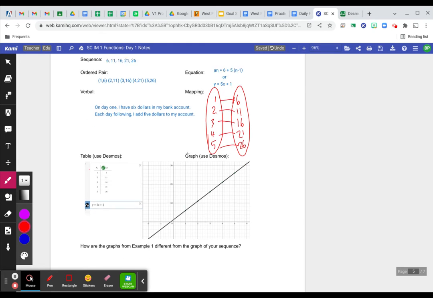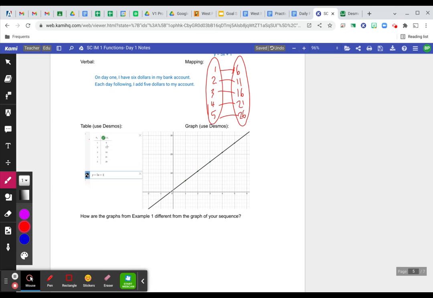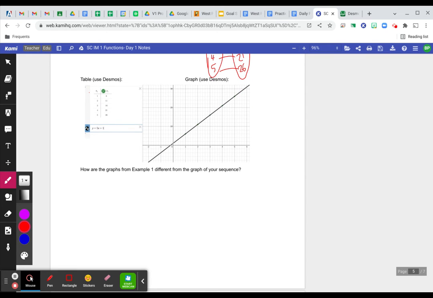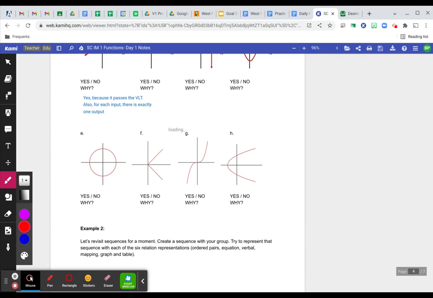Now, the graph here is as follows. I just put in my ordered pairs here in the table. This is the equation here in slope-intercept form, and it goes through the points there on the graph, so everything checks out. So how are the graphs from example 1 different from the graph of your sequence?